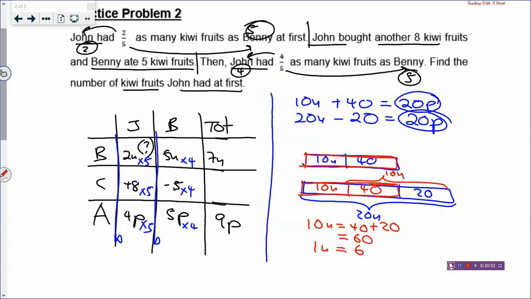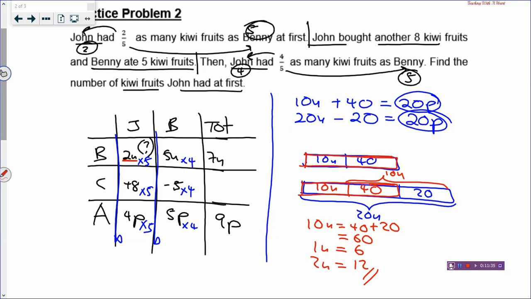So once you know how many is 1 unit, you can come back to the table and find how many John had at first. So John has how many at first? Is it 10 units? No, it is 2 units. Why? Because you times 5 and you times 4 to make equal. But it's not true that they have equal, right? Equal in the end. So which means that you have to look at 2 units and not 10 units. Okay, so John has 2 units. So how many is 2 units? So you have 6 times 2, 12. So John had 12 kiwi fruits at first. And that's how you use a table to solve the problem. Okay, so I hope that you have become a little bit more clear on how to use this table.